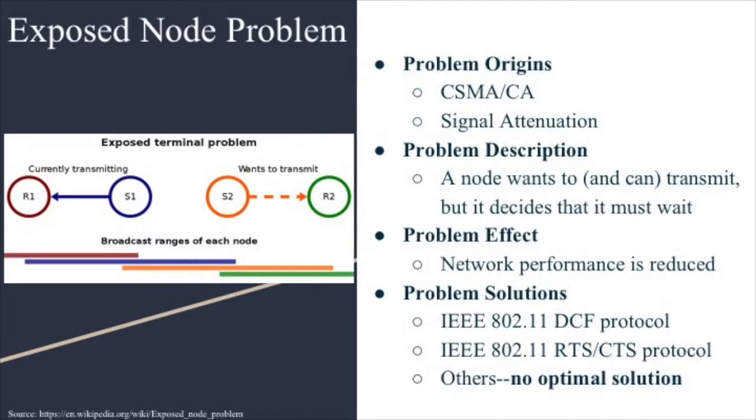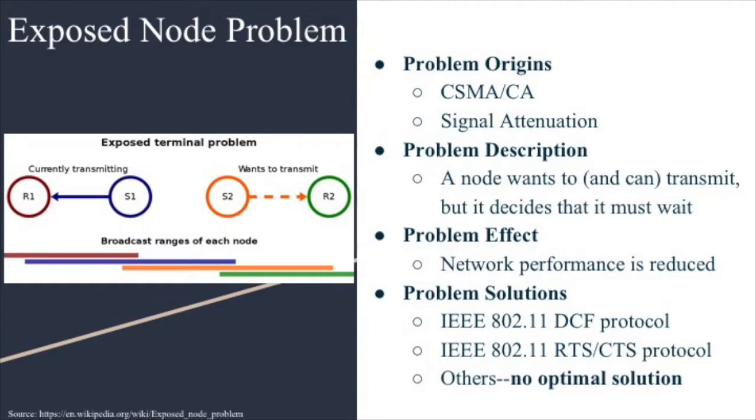As a recap from our previous presentation, I'm going to help bring everyone back up to speed on the exposed node problem. John described it on the previous slide, but just to recap everything, this problem has its origins in the use of CSMA-CA and in signal attenuation that's inherent in wireless networks. The problem description is you have two sending nodes and two receiving nodes. A node that wants to transmit and is physically capable of transmitting decides that it must wait based off of the algorithm. So the effect of this problem is that network performance is reduced unnecessarily.